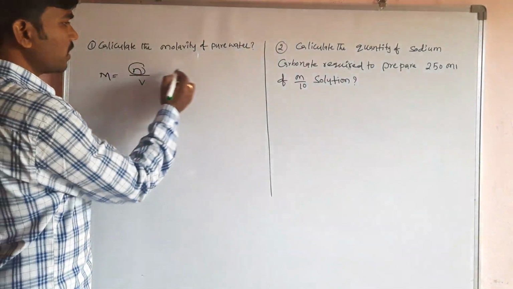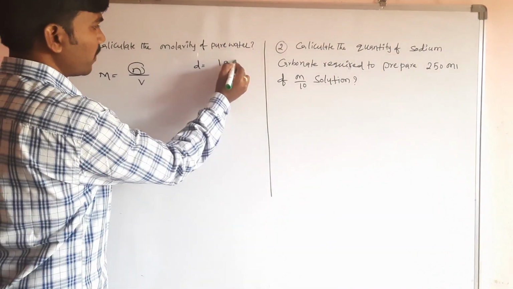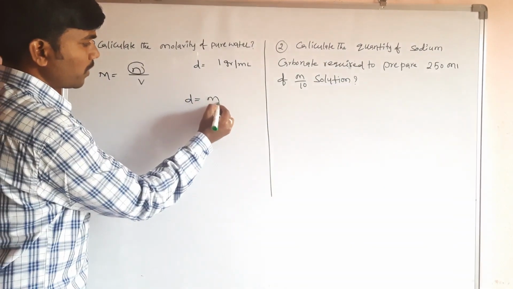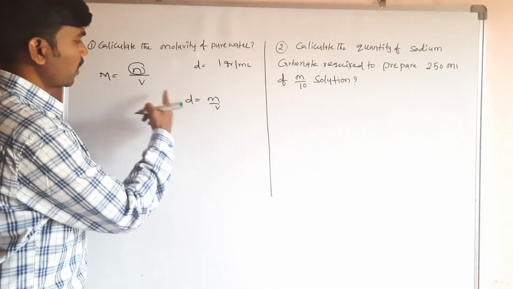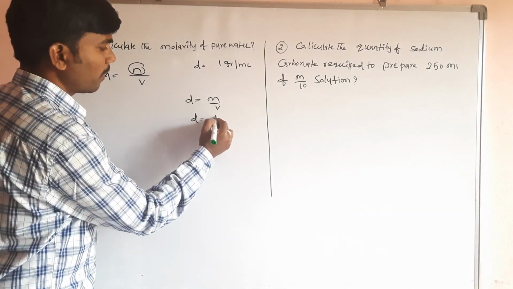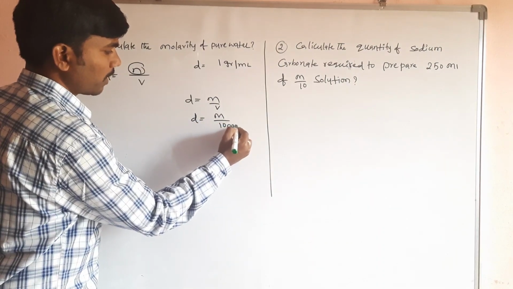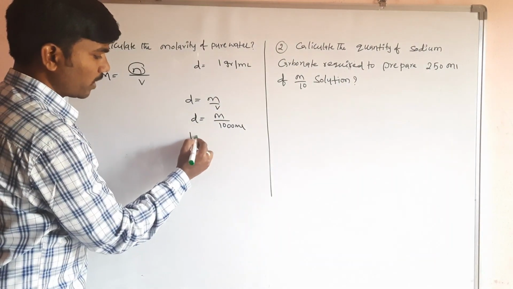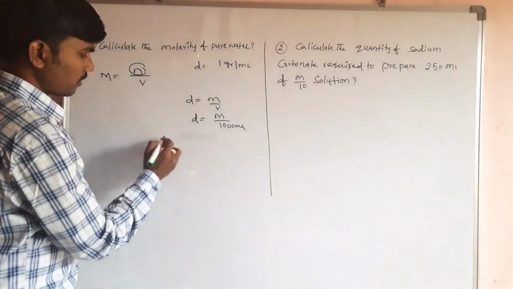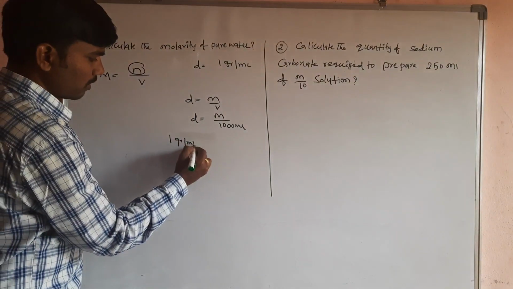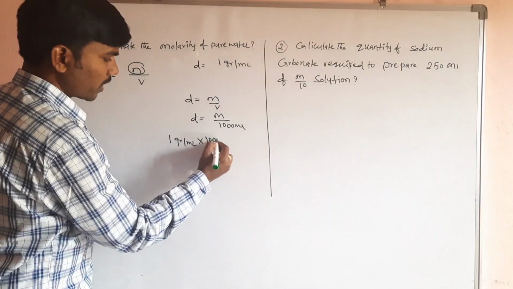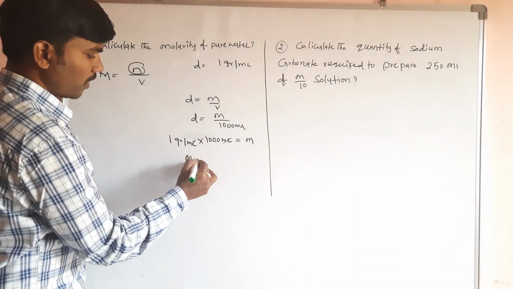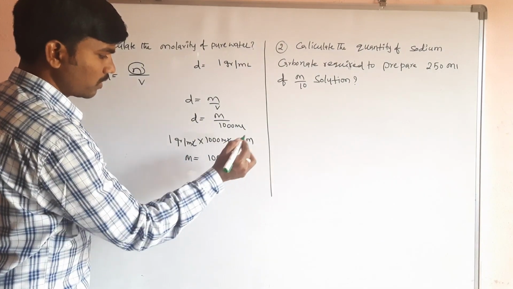We know that the density of water is 1 gram per ml, and density is equal to mass by volume. Our volume is 1 liter, that is 1000 ml. So density 1 gram per ml into 1000 ml gives the mass. The ml gets cancelled, so the mass of the water is 1000 grams.